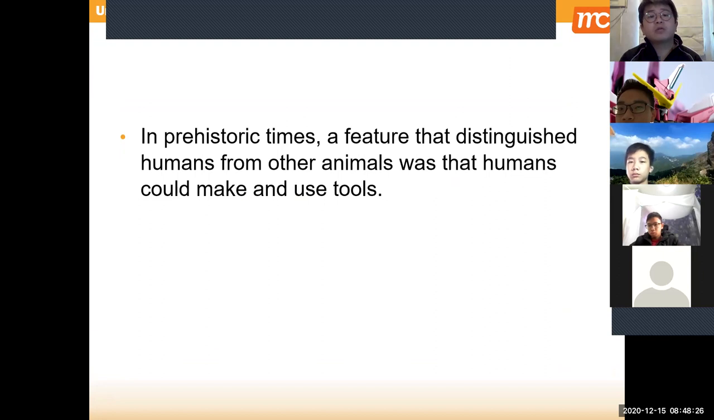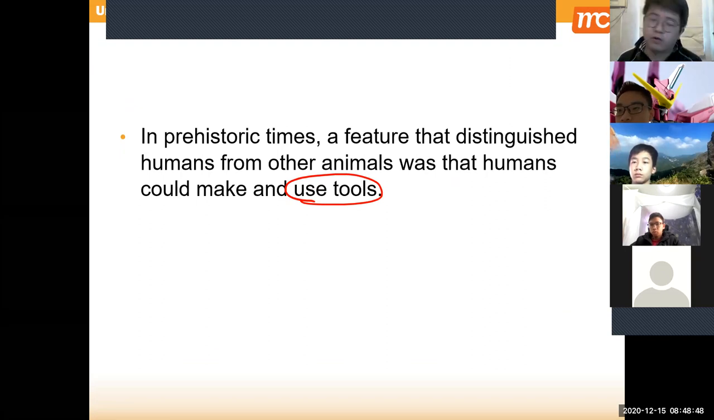We call it metal. In prehistoric times, a feature that distinguished humans from other animals is that humans could make and use tools. Many animals can use tools too. For example, monkeys can use stones to crush fruits to eat, such as coconuts. Have you ever seen a National Geographic video? Monkeys hit those two hard substances together to get the fruit inside. But humans can also make tools, which distinguishes humans from animals.